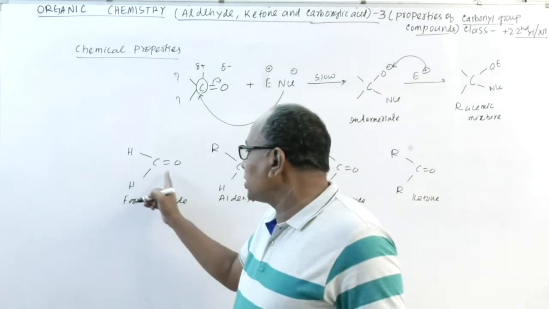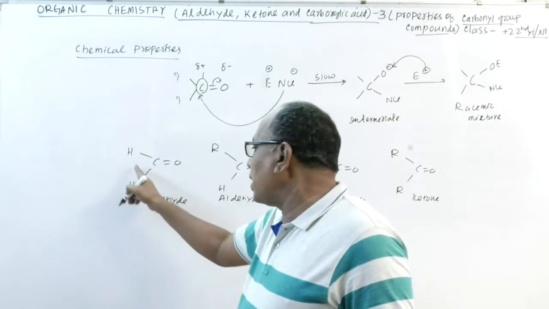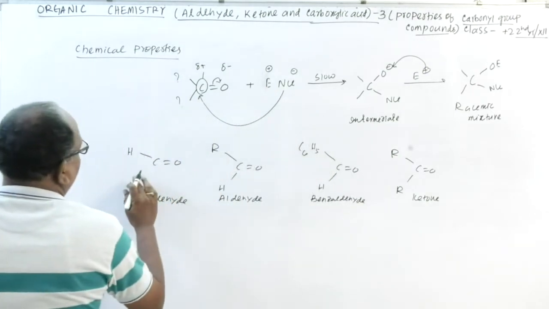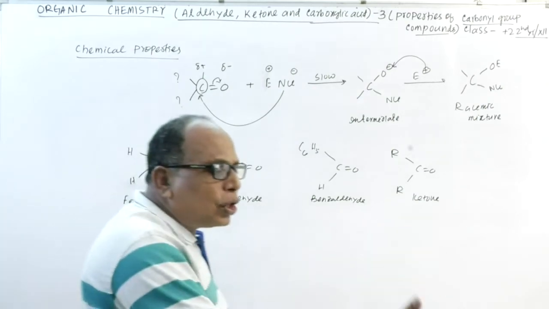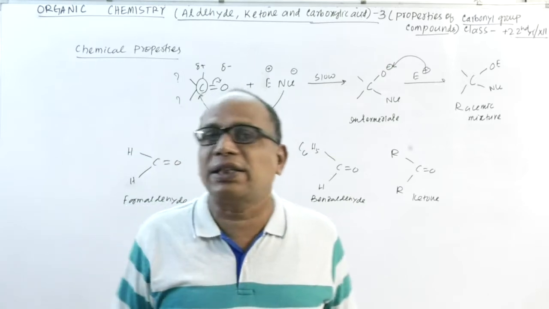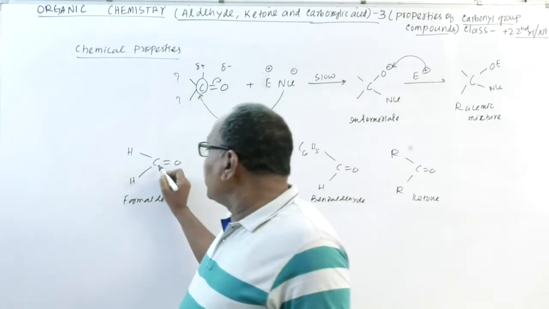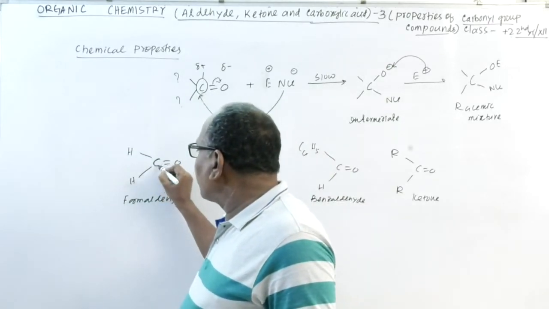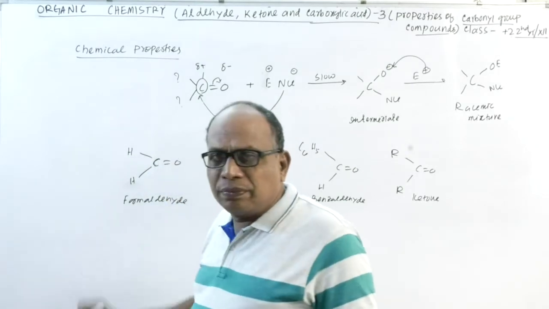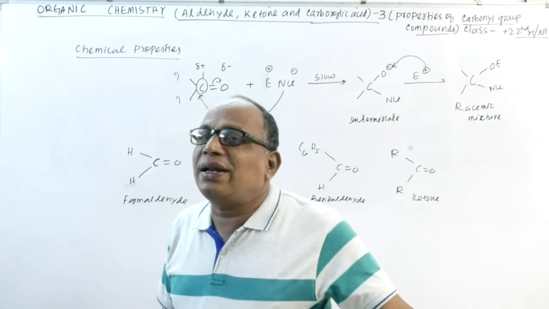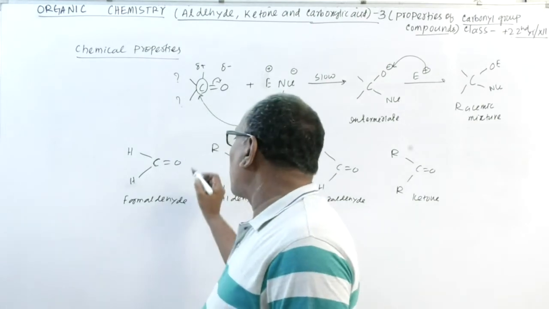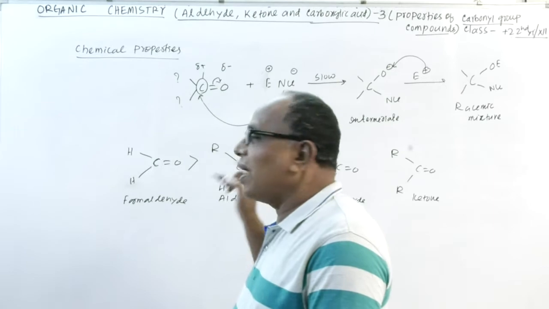Between these two, the carbonyl group in formaldehyde contains two hydrogen atoms. And the hydrogen atoms are neither electron donating nor electron accepting groups. That's why this carbonyl carbon atom has more positive charge, and if it has more positive charge, the nucleophile attacks easily. That's why formaldehyde is more reactive than other aldehydes.